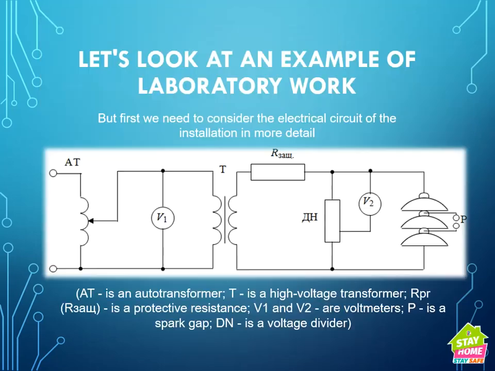Let's look at an example of laboratory work. But first, we need to consider the electrical circuit of the installation in more detail. AT is an auto transformer, T is a high voltage transformer, RPR is a protective resistance, V1 and V2 are voltmeters, P is a spark gap, Dn is a voltage divider.